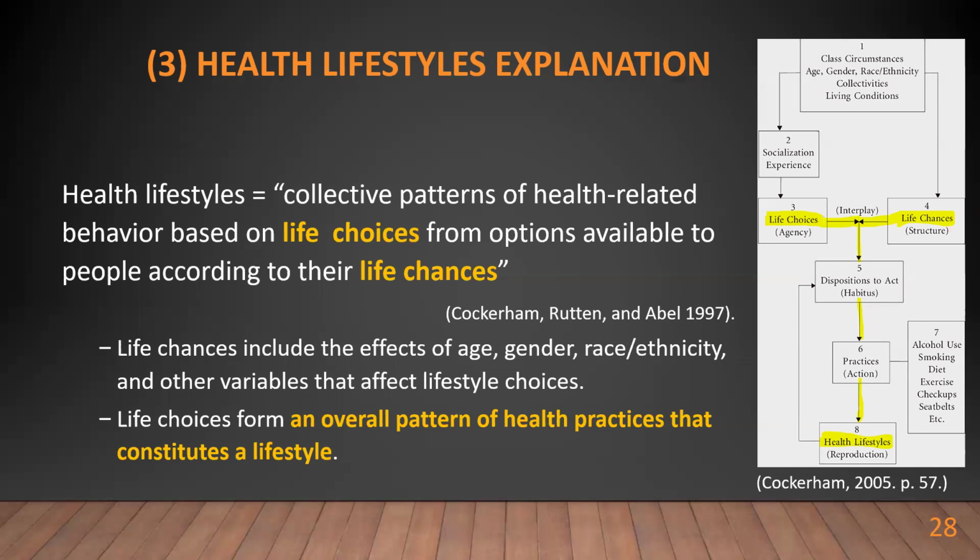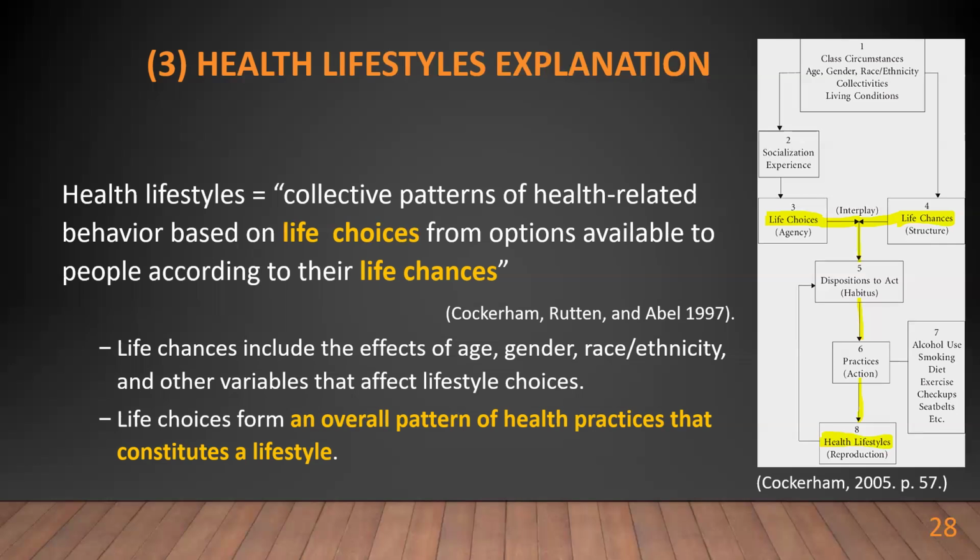And then it leads to practices. So you have dispositions to act that result in actual practices. And out of those practices, in summary, you get health lifestyles. That's the analytical way of how to arrive at the point of what a health lifestyle is. It is the choices and chances enacted out in practices, and then those practices come together and form certain clusters of behavior. Life chances include the effects of age, gender, race, ethnicity, socioeconomic status, and whatnot.